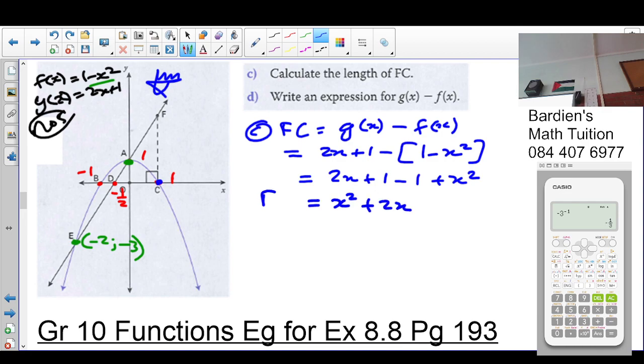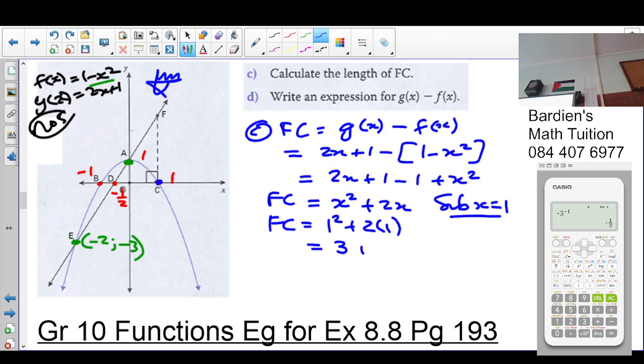And again, what is this? It's the algebraic expression for FC. I don't know why I said FG earlier. So I'm going to substitute my x value at that point. So I'm going to substitute x is equal to 1. So FC is equal to 1 squared plus 2 times 1, which is 3. That is 3 units. Okay.